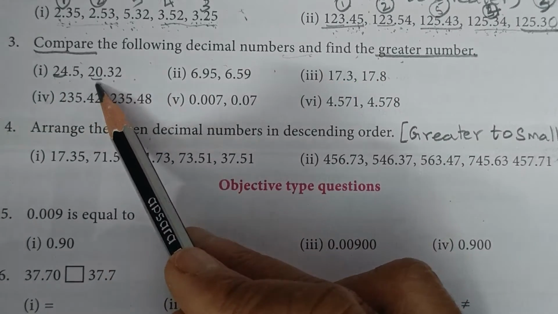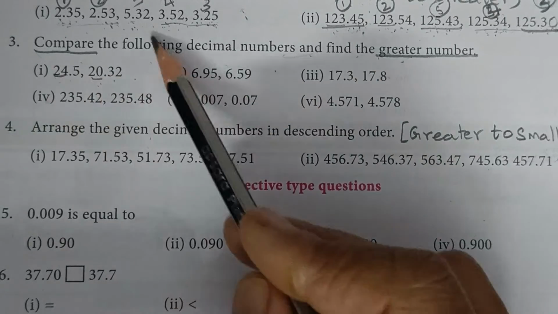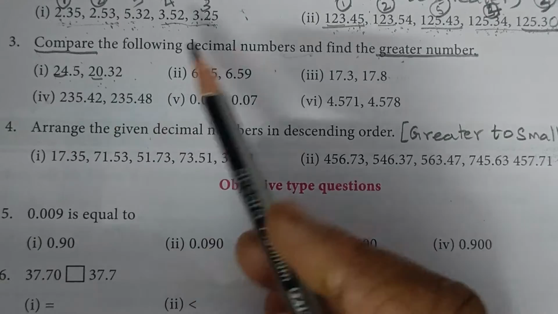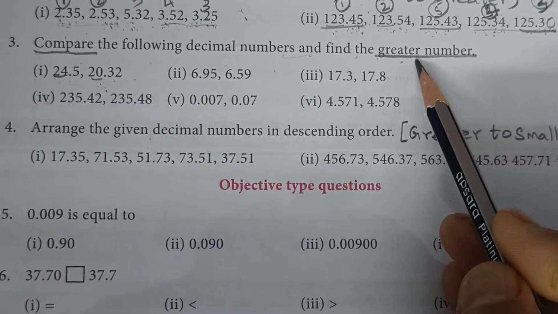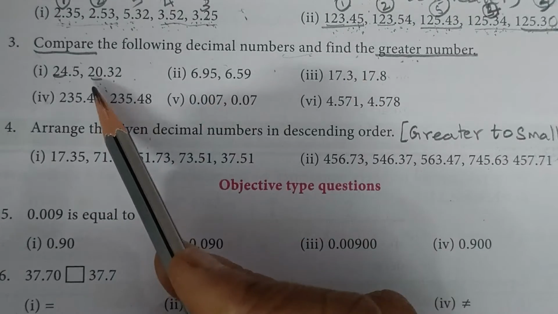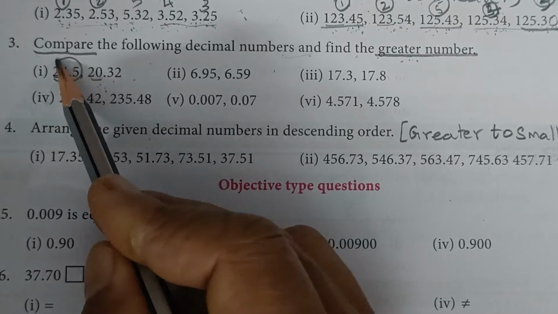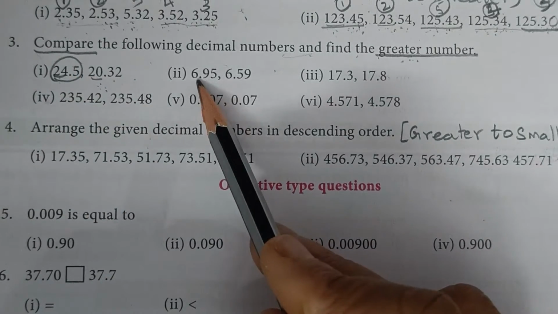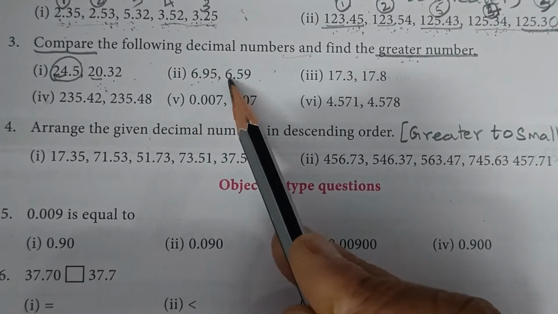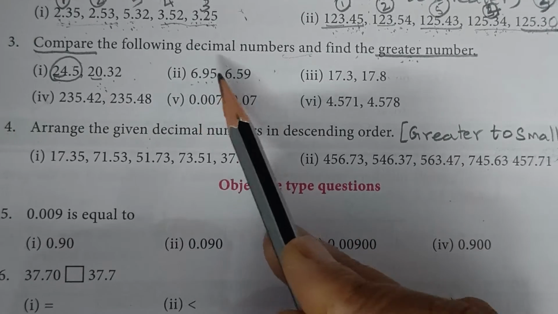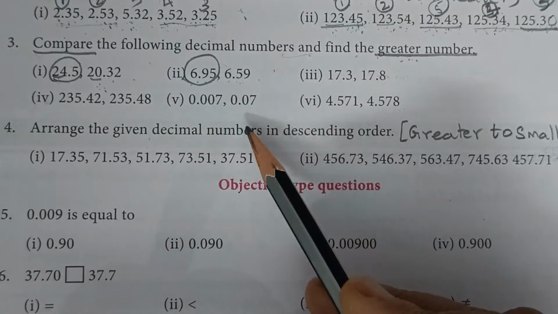When you answer, please check the question, what we are supposed to find. Sometimes we know the concept very clearly, but without thinking about the question, we may circle the smaller, but the question is greater. So just refer to the question before you answer. Which is greater? 24 is greater. Next, 6.95, 6.59. 6 and 6 equal, 9 tenth, 5 tenth. Which is greater? 9. So 6.95 is greater.